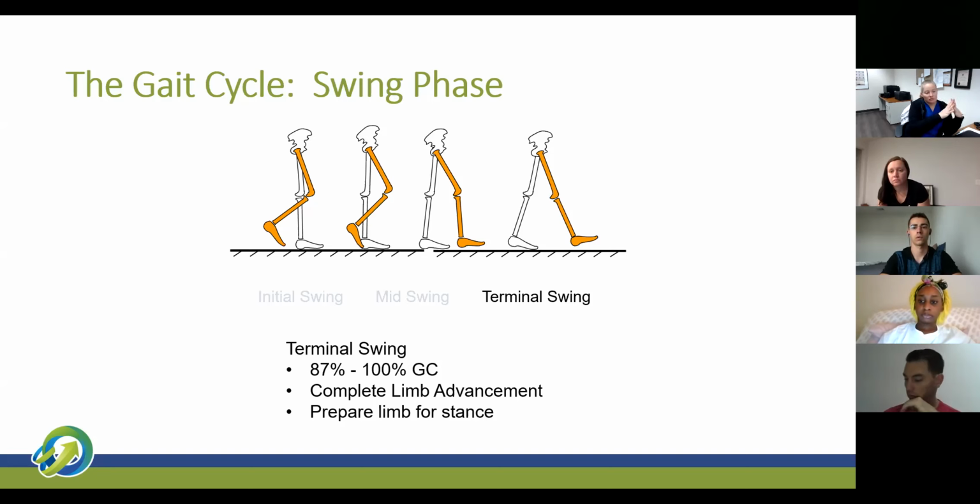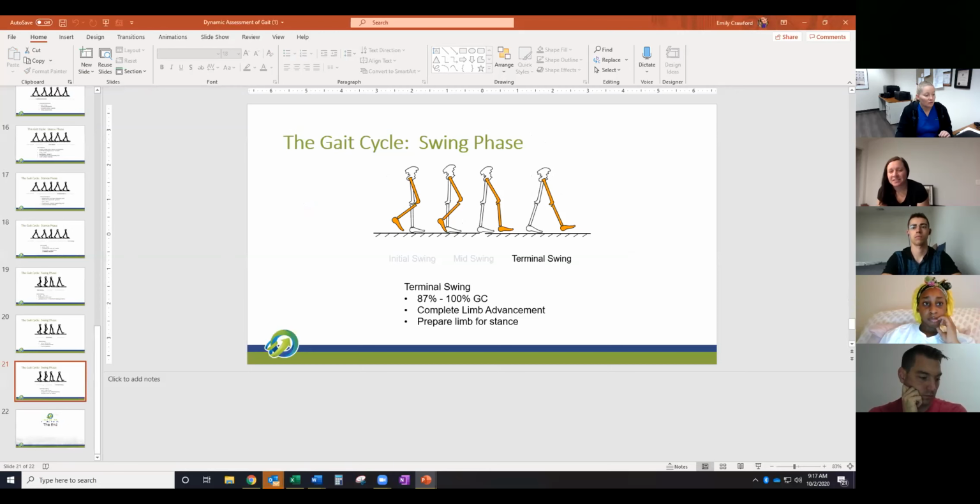So terminal swing rounds out the swing phase, rounds out the gait cycle, and it's basically the pre-swing. Let's say terminal swing is to swing phase as pre-swing is to stance phase, because we're preparing for the very next phase of gait. I hope that analogy makes sense. I digress. Okay, so that's our review.